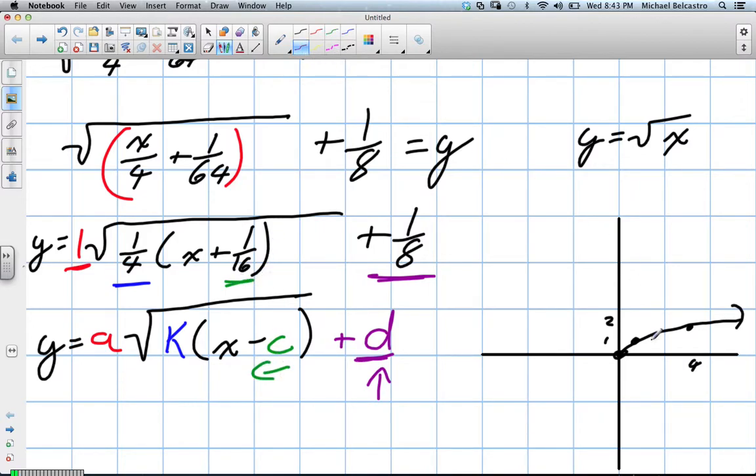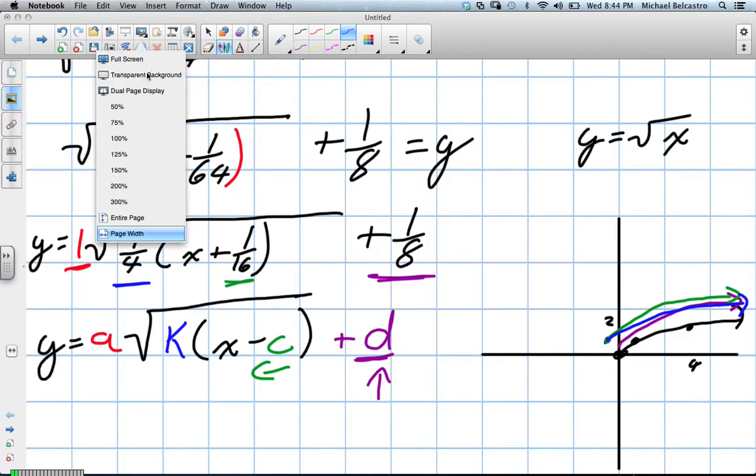So we'll go through each of these. Up an 1/8. Then that guy's been moved to the left a 16th, still very close. And then it's been horizontally stretched by a factor of 4. So it's being pulled sideways. So it looks something like this-ish.